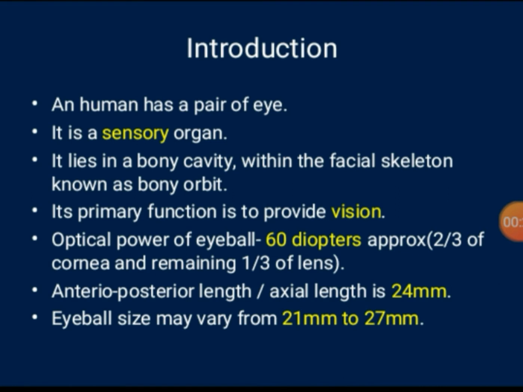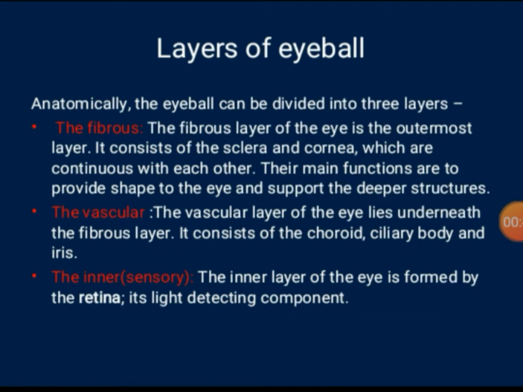The approximate power of the eyeball is 60 diopters. Length is 24 mm. As you can see, its size varies from 21 mm to 27 mm. There are three layers of the eyeball: fibrous layer, vascular layer, and inner layer. The fibrous layer is the outermost protective layer, and it also provides shape and support to the eyeball. The vascular layer is the layer which contains all the blood vessels and helps to provide nourishment to the different parts of the eyeball.